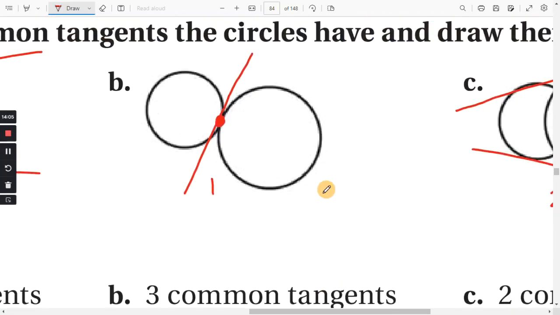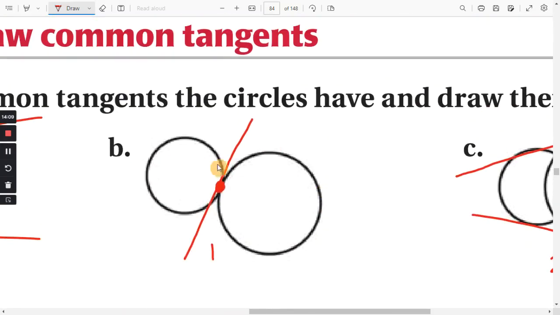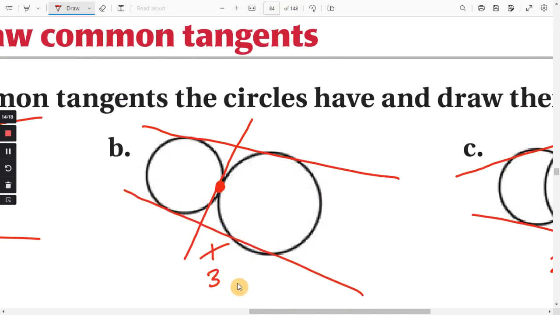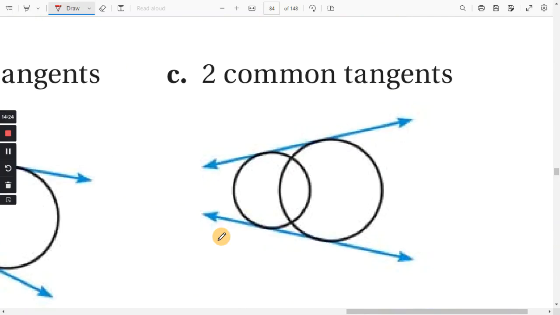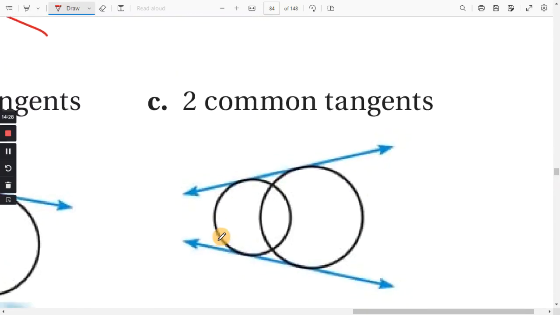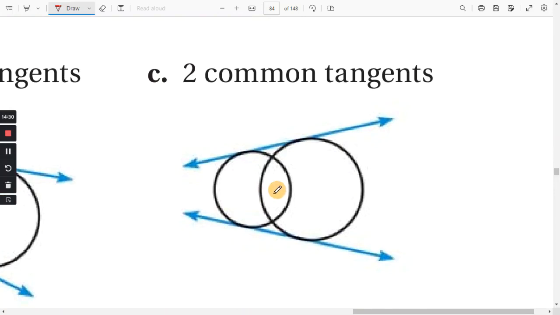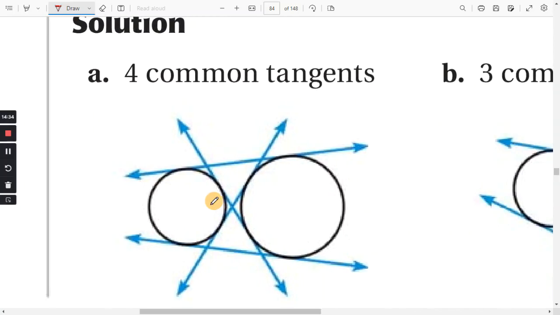Answer B, I got that one wrong. I forgot the one on the top and bottom. So there was one here and there was one here. All right, so it's not 1, it's actually 3. And then finally, answer C, I got that one correct. The ones on the top and bottom, there's 2 tangents. All right, so this one had 2, this one had 3, and this one had 4.